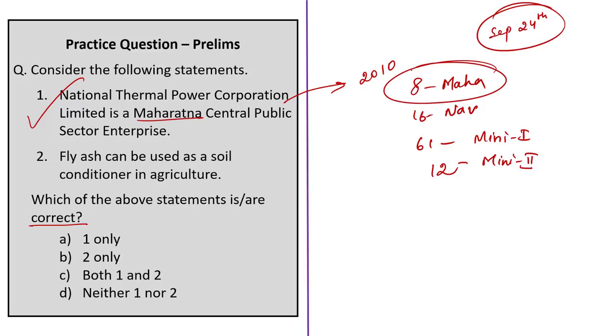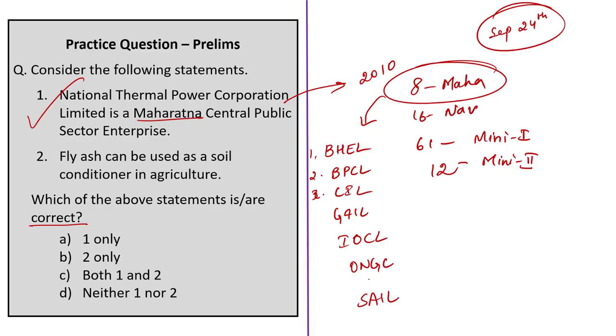The 8 Maharatna Central Public Enterprises are Bharat Heavy Electricals Limited, then Bharat Petroleum Corporation Limited, then Coal India Limited, then GAIL India Limited, then Indian Oil Corporation Limited, then NTPC Limited, then Oil and Natural Gas Corporation Limited, then finally Steel Authority of India Limited. So this statement is correct.